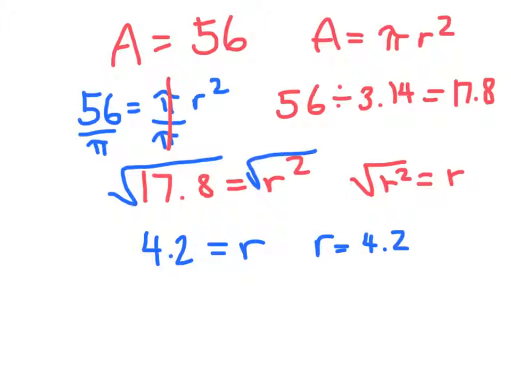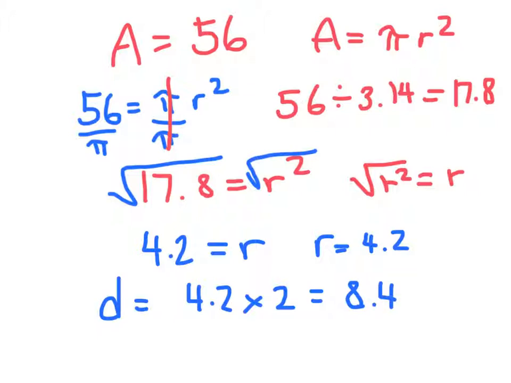Now remember I said we wanted to find the diameter. Easy now. The diameter is simply 2 times the radius. So my diameter would equal 4.2 multiplied by 2, which equals 8.4. Hopefully you realize now that I could take this diameter and easily find the circumference of the circle as well using the other formulas that we already know.